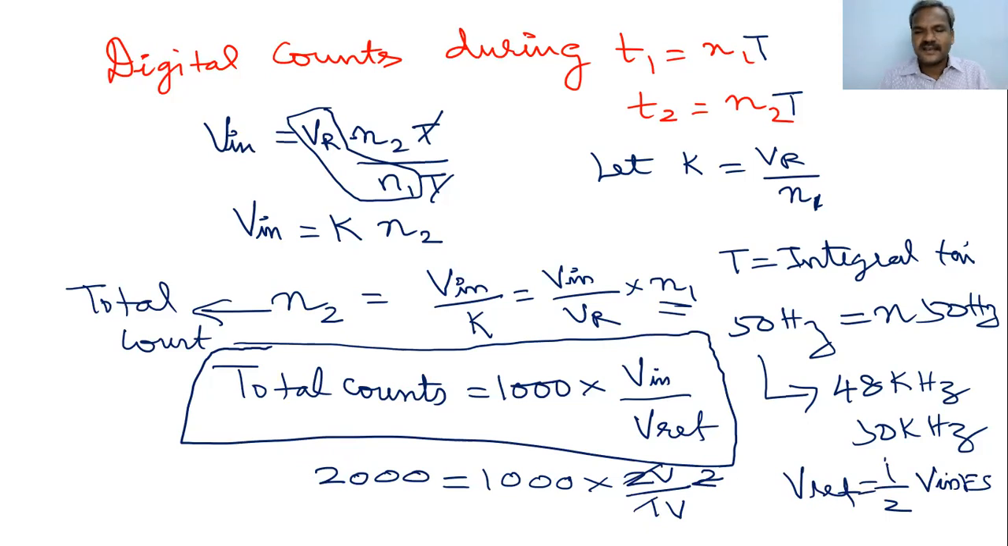Understand or not? So this is the operation behind the digital dual slope ADC. So this ADC we are going to use in the design of the 3.5 digit voltmeter. Okay. Thank you very much.